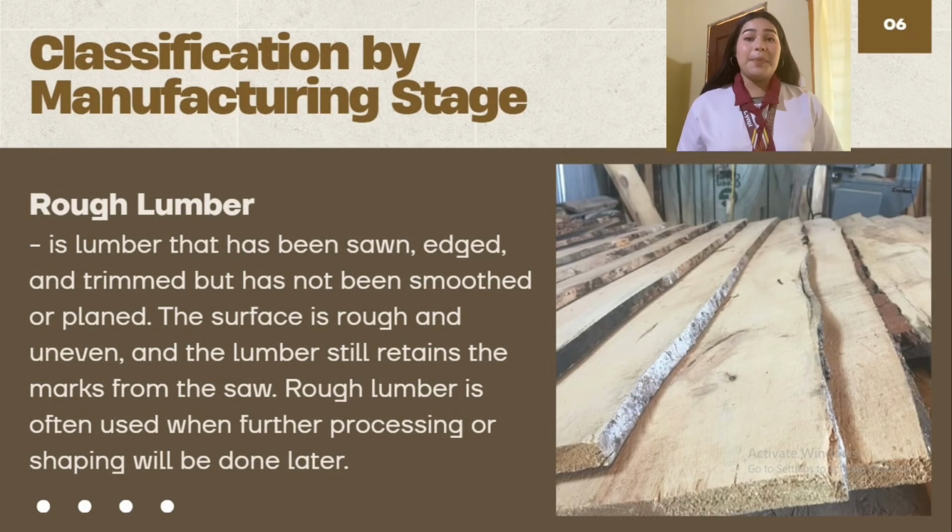Now, let us classify lumber based on its manufacturing stage. The first type is raw lumber. Raw lumber is wood that has already been cut and shaped into size, but it has not yet been smoothened or planed. Because of this, its surface is still rough and may have visible saw marks. This type of lumber is usually used when further processing or shaping will still be done.